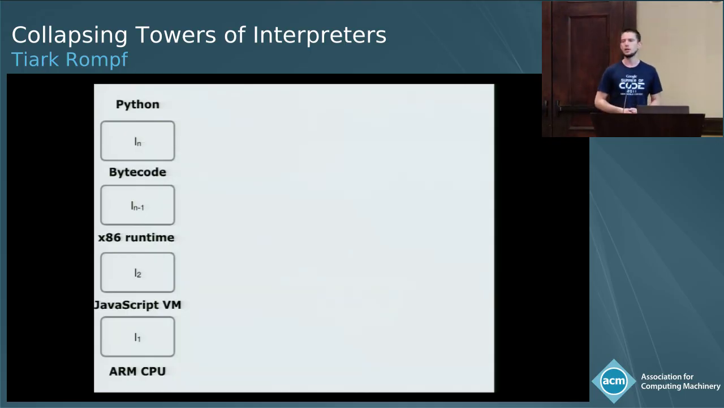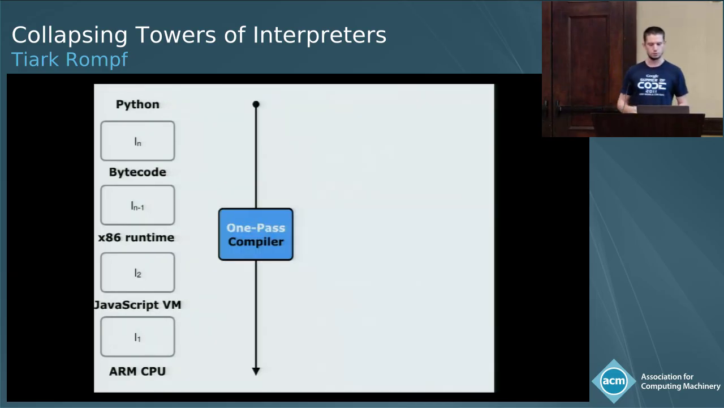So you have Python code, some bytecode language that's running on x86, which is running on a JavaScript VM, and potentially that's running on your phone. So you have an ARM CPU that is actually executing all the instructions. So wouldn't it be nice if we could translate from this stack of nested interpreters, and derive a compiler from Python to ARM ISA?